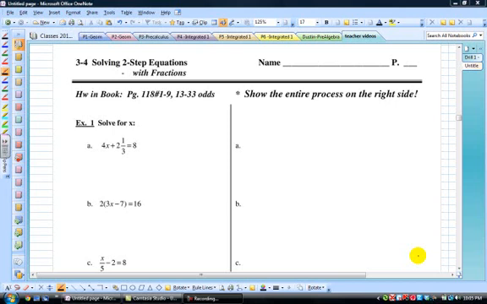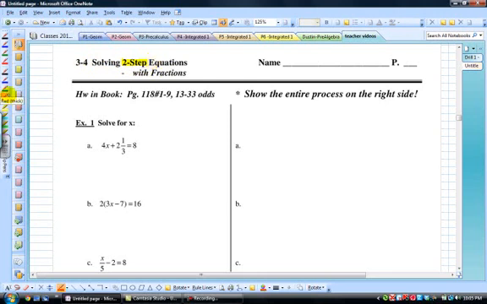Hey everyone, this is Mr. Aynesworth, and we're in Integrated 1, Chapter 3, Section 4, and we're going to go through how to do some two-step equations here. Nothing more than what we did last time, just a couple steps this time, okay? We call them two-step equations because they involve two different operations.